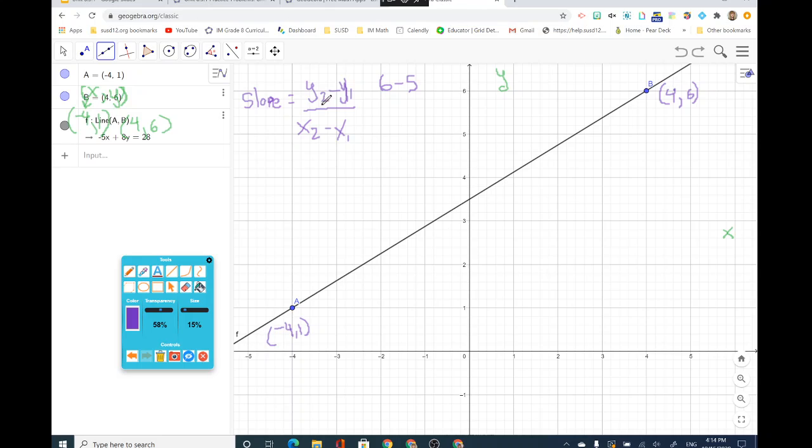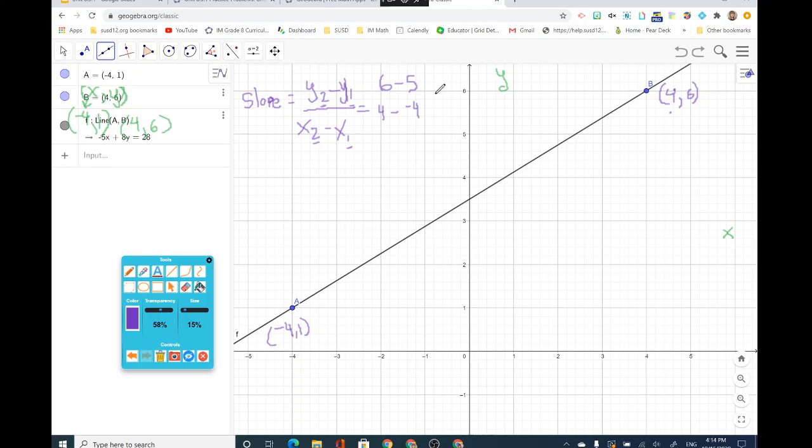Here's what you need to notice. 2 minus 1, 2 minus 1. Make sure you don't get your points switched around. So x2 is here, and that's 4. x2 equals 4. Minus this x here is -4. Make sure you keep your negative signs, okay?